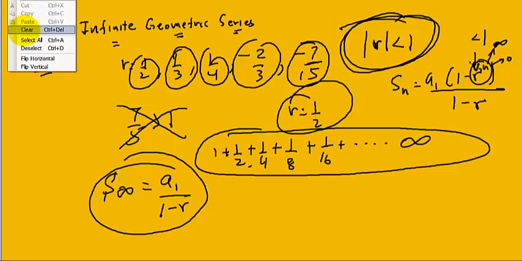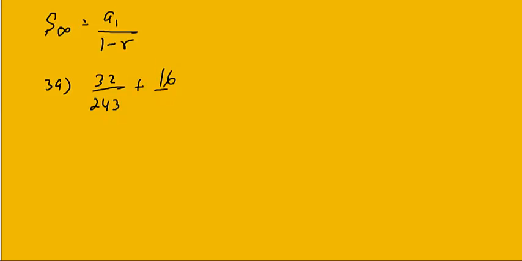Okay, so let's do a couple of problems. Let me state my formula again. S sub infinity is a sub 1 over 1 minus r. It's a real simple formula. So let's do 39. They give me 32 over 243 plus 16 over 81 plus 8 over 27 plus 4 over 9 plus dot, dot, dot. That means they want me to add up forever and ever.